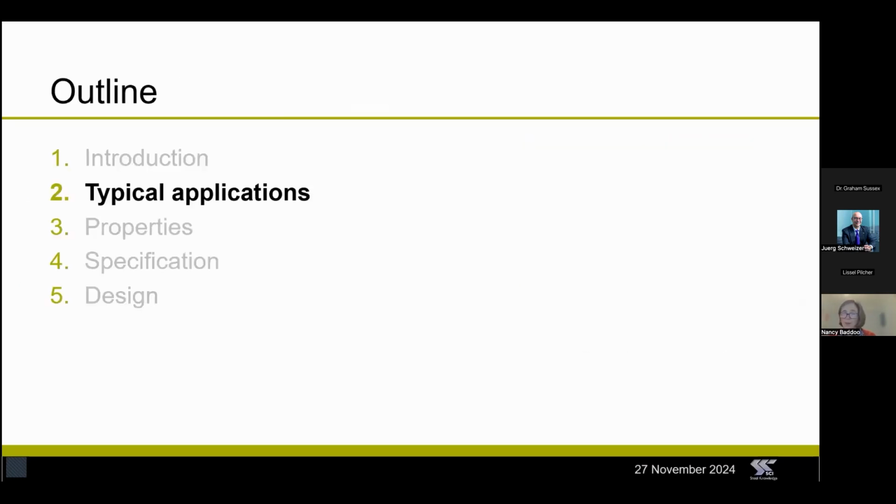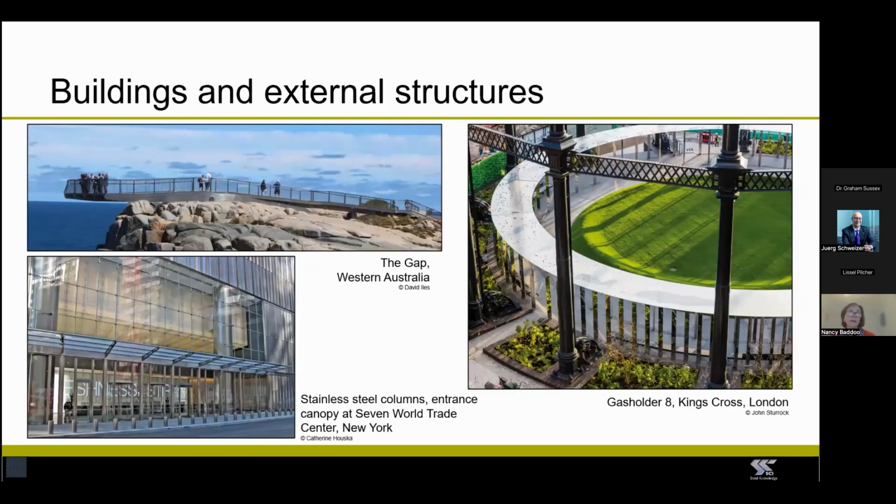Now I'm going to take you around the world, and we're going to look at some of these applications of load-bearing stainless steel, starting with buildings and external structures such as the Gap in Western Australia, where duplex stainless steel is used for this viewing platform, clearly used because good corrosion resistance is needed in this coastal location. But look at the photo below that. That's not quite so clear.